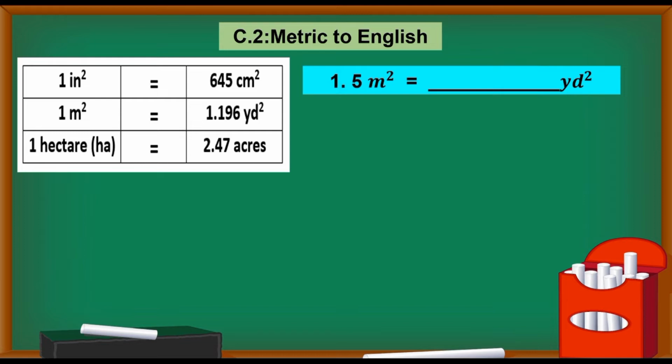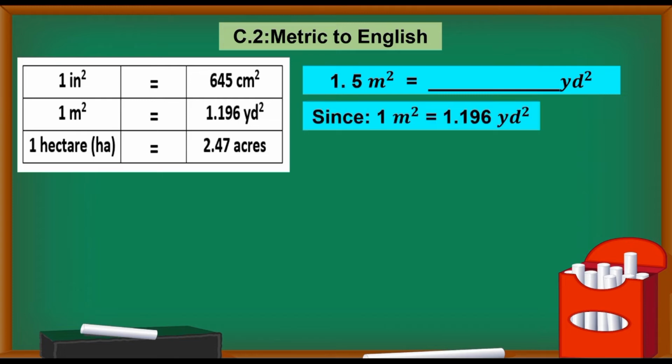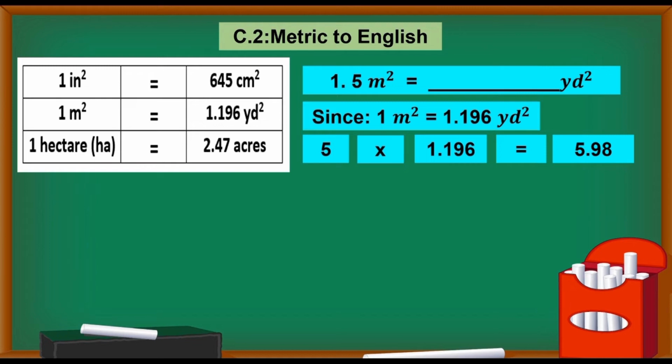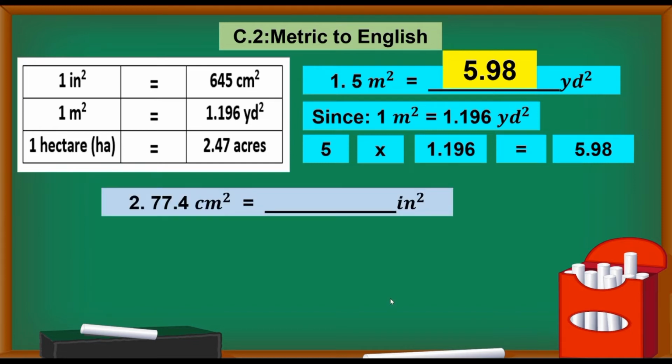So let us have this example. In 5 meters squared, how many yards squared? We all know that 1 meter squared is equal to 1.196 yards squared. So ang gagawin po natin ay 5 times 1.196 yards, or that would be equal to 5.98. So therefore, in every 5 meters squared, there is 5.98 yards squared.